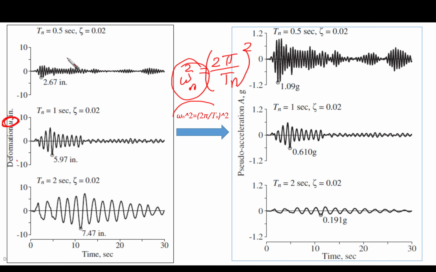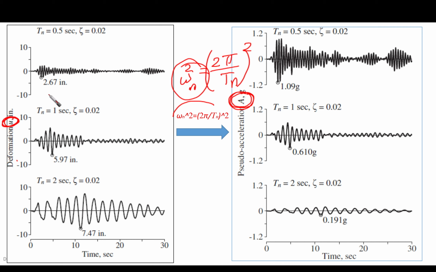Then if we multiply the deformation u by omega squared n, we obtain what? The acceleration. We call it the pseudo-acceleration, the acceleration of the system. That easy. We can get it in this way. It is very easy for us to obtain the acceleration.